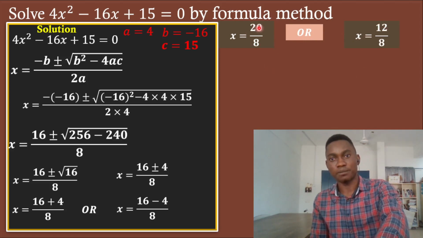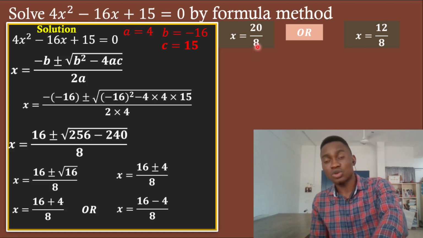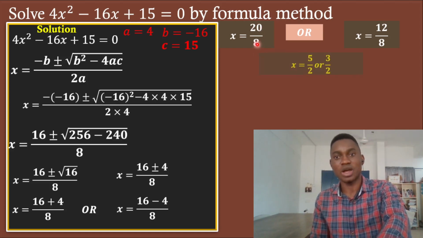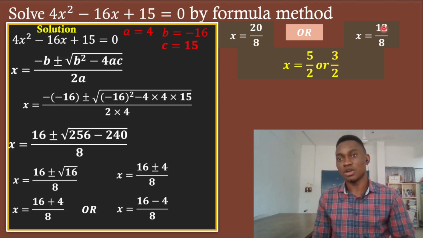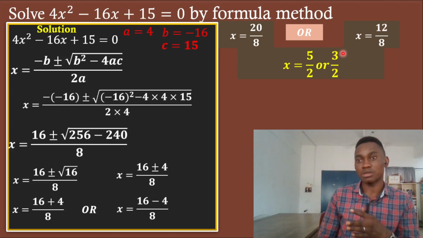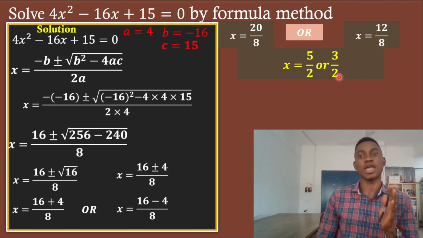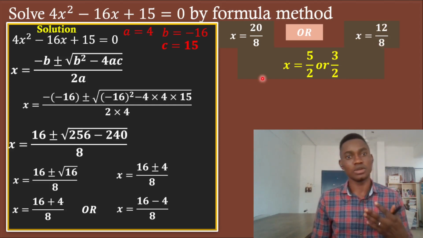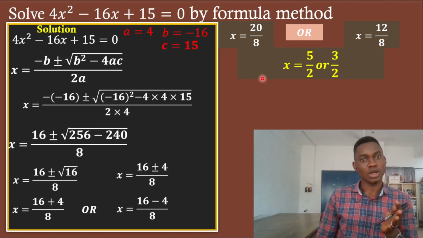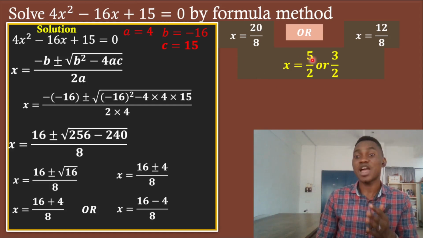Then, you know, 4 can go into 20 5 times, and as well go into 8 2 times. So we have x equals 5 over 2 or 3 over 2. Of course, 4 goes into 12 3 times, and also goes into 8 2 times. Okay, so the values of x that make this equation true are x equals 5 over 2 or 3 over 2.